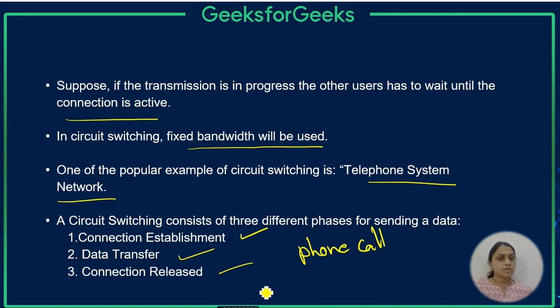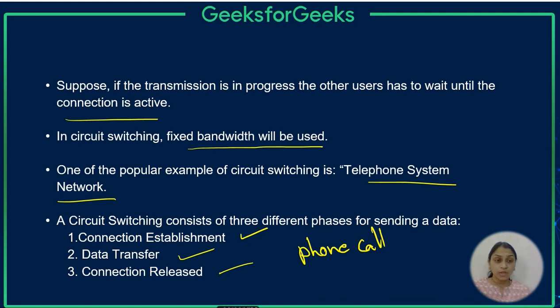A simple example is a phone call. You're dialing a number. Whenever you dial a number, a connection is established, and the call is connected to your friend. Whenever the call is connected, data is transferring. You're talking and he or she is talking, so data is transferring over the call.